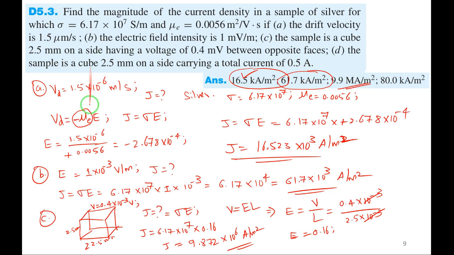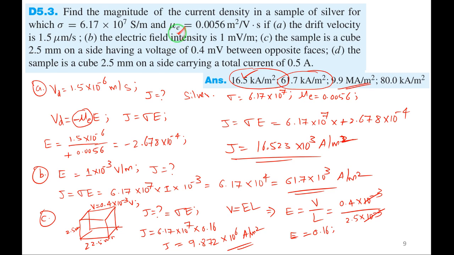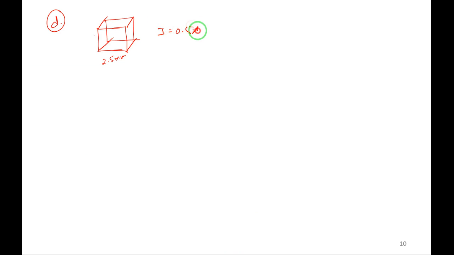The sample is a cube, same 2.5 mm on a side, carrying a total current. Here the current is given, a total current of 0.5 amps. Once again, the sample is a cube. So sides are 2.5 mm and current I flows through this cube. Let me assume current is flowing in this direction from this phase to this phase. It is 0.5 amps. So find out J, they are asking.